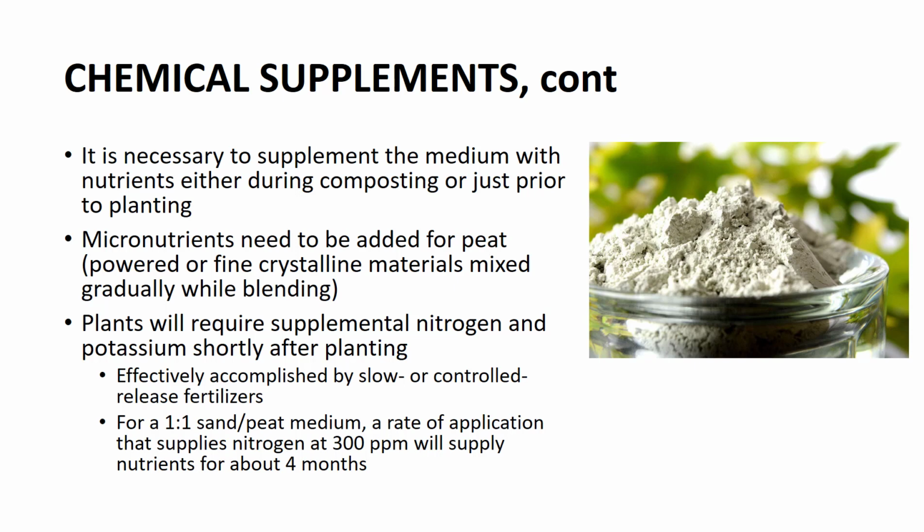Plants growing in most potting mixes will require supplemental nitrogen and potassium shortly after planting. This can be efficiently accomplished by the surface application of one of the slow or controlled release fertilizers shortly after planting. The rates of application are frequently suggested on the fertilizer bag, but they will vary with the mix and the fertility program of the nursery. If a 1:1 sand-peat medium is used, a rate of application that supplies nitrogen at 300 ppm is satisfactory to supply the nutrient requirements of the plants for about 4 months.